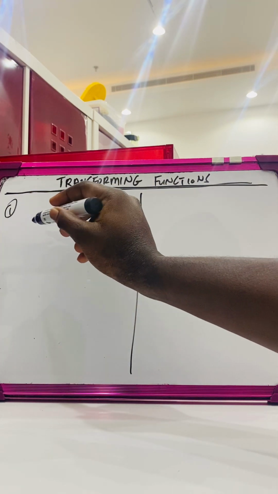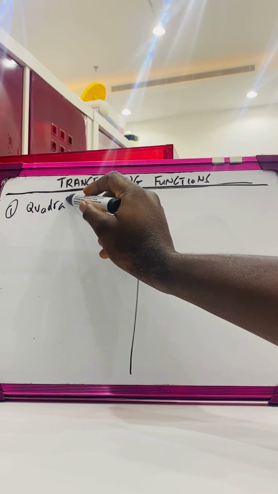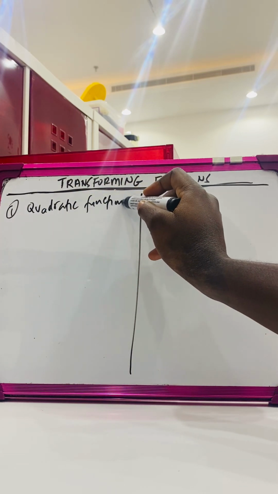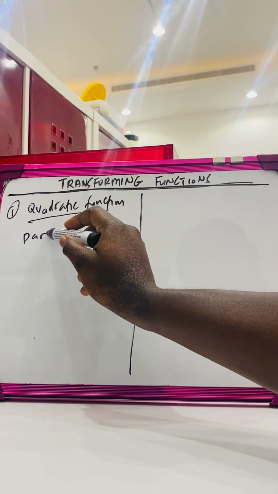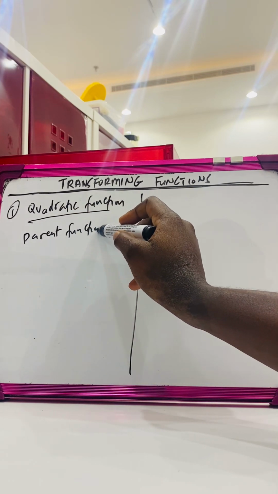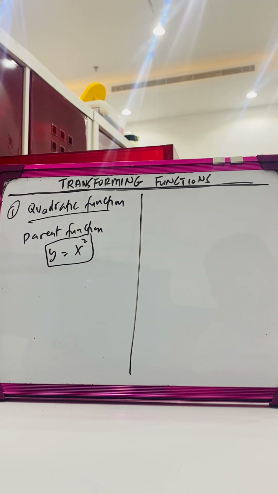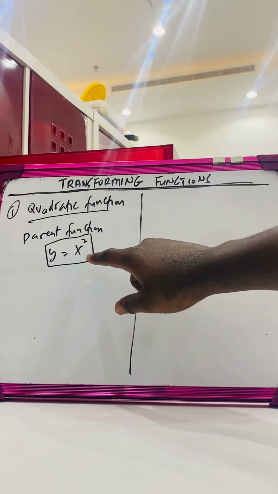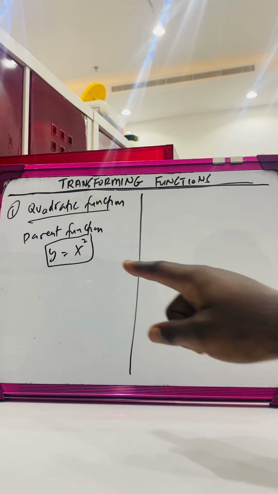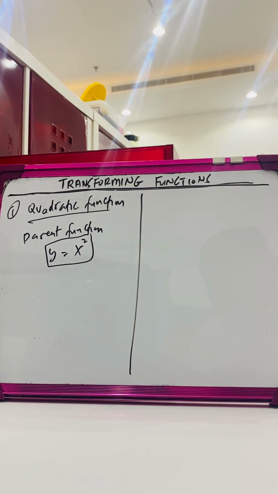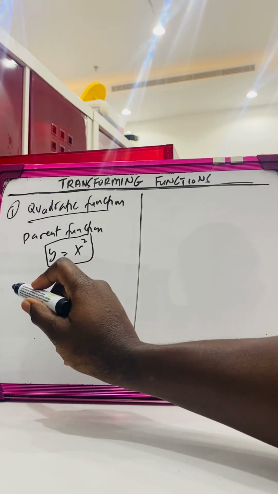The first one is the quadratic function, and the parent function is y equals x squared. So in any new transformation that you are given, if we can clearly identify that the transformation is from this parent function, then we compare this to that new transformation and speak of the changes that we can see. I'll pick a series of examples to make this concept easier.